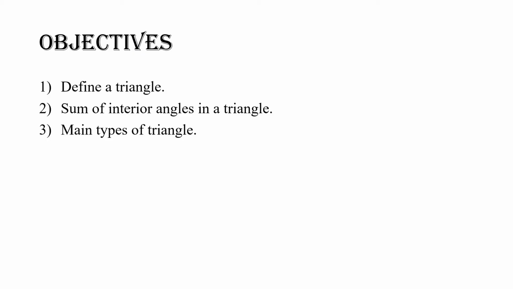Firstly, we're going to look at the definition of a triangle, so we understand what is a triangle. We're going to look at the sum of interior angles in a triangle, or at least lay that foundation in case we don't know. And then we're going to look at the main types of triangle. As a bonus, I will show you the other types of triangle, but I'll just address the main ones. The bonus ones are very easy to identify and associate with.